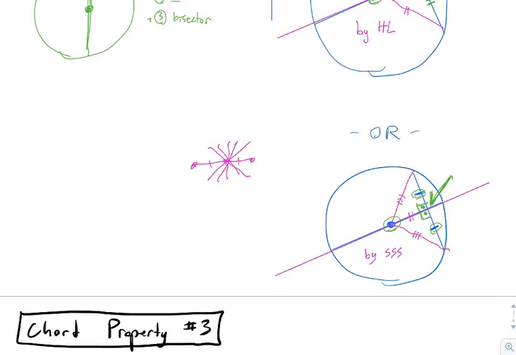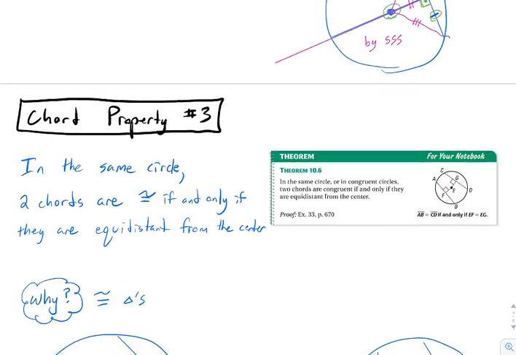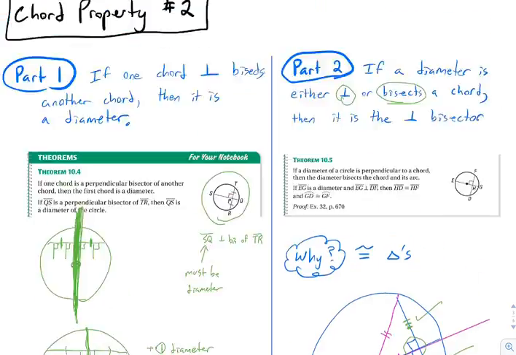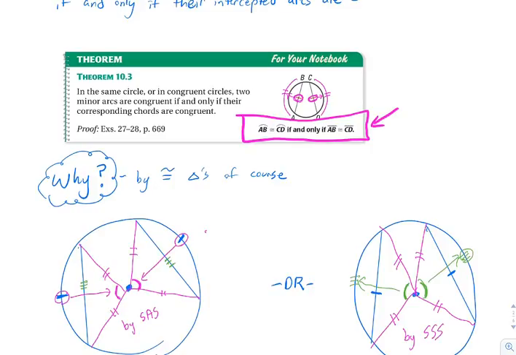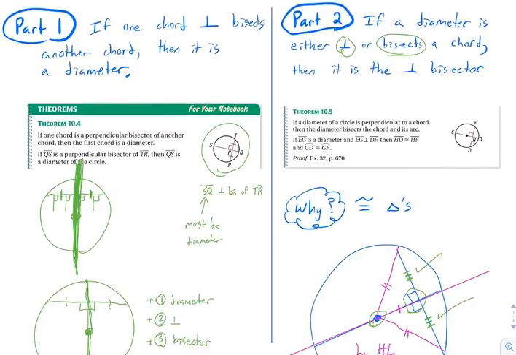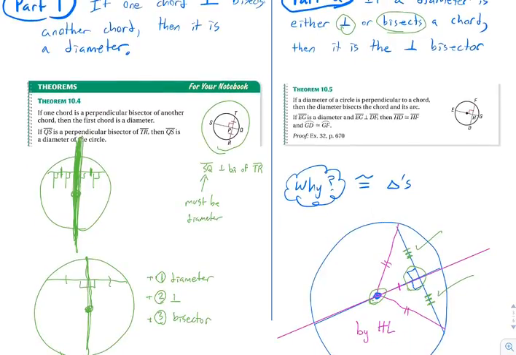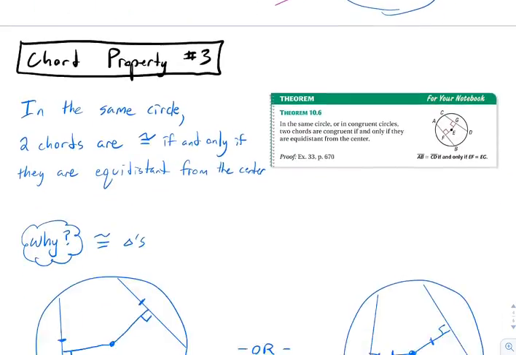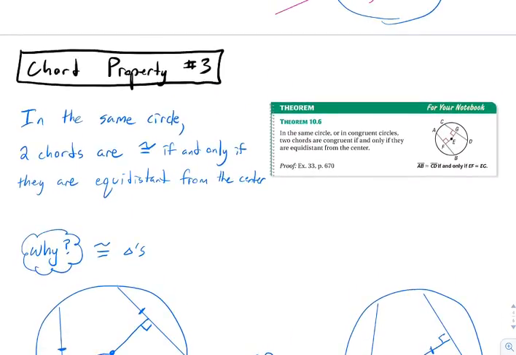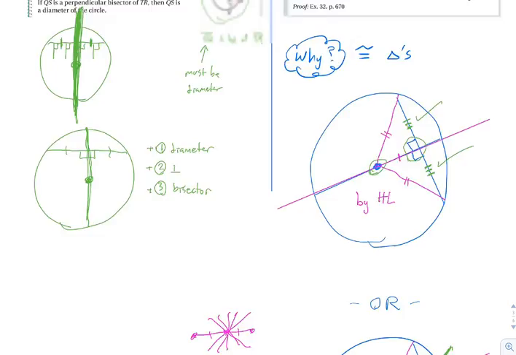Okay? All right, so let's look at property number 3 here. Just to recap, the first property is two congruent chords means two congruent arcs, or the same arcs mean the same chords. The second one is basically saying the diameter is the perpendicular bisector of a chord. If it bisects, it must be perpendicular. If it's perpendicular, it must bisect. Property number 3 says, in the same circle, or congruent circles, two chords are congruent if and only if they're equally distant from the center. Okay, and that's going back to our original thing.